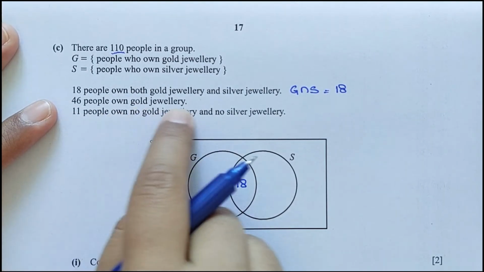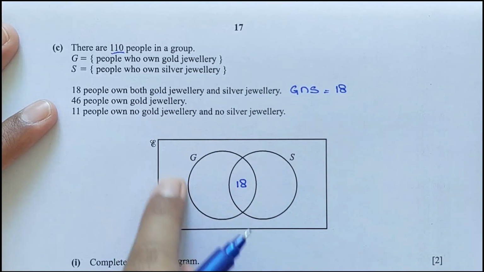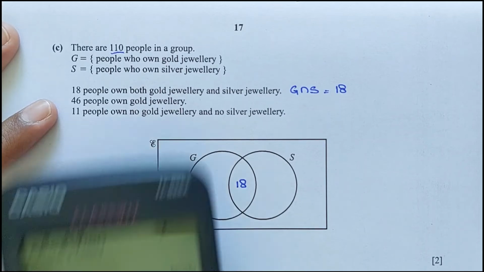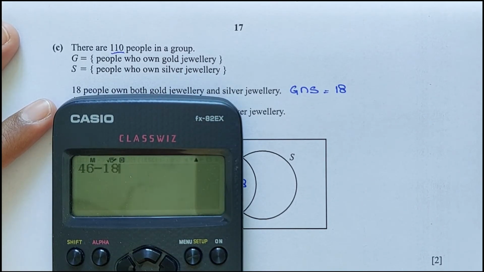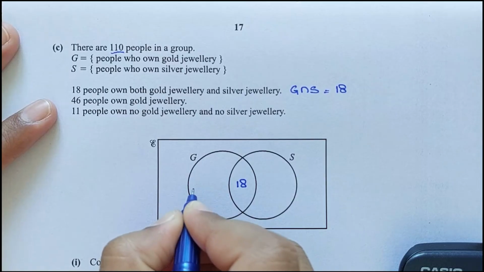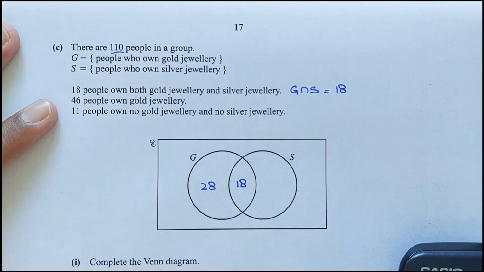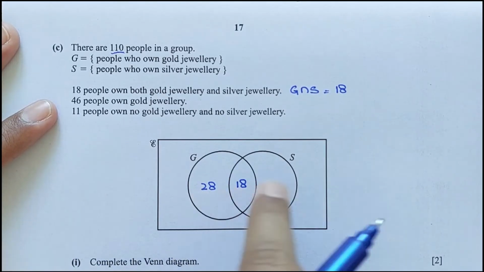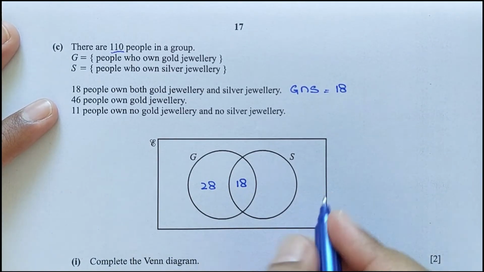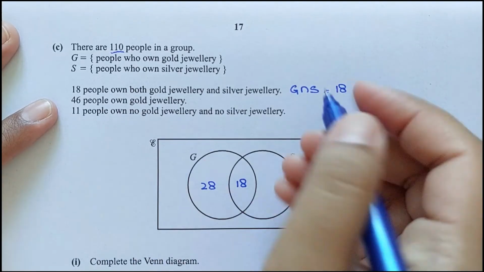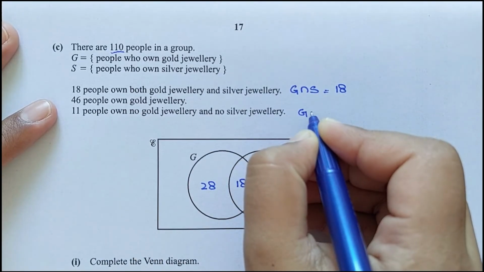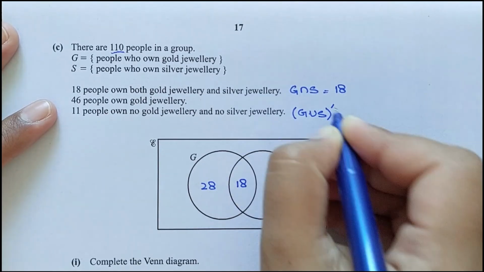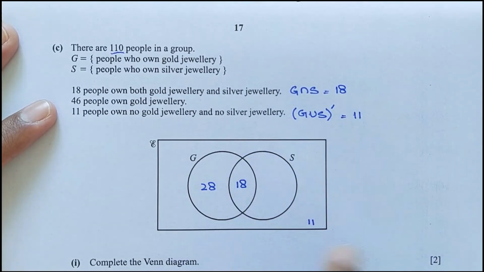46 people own gold jewelry. So gold is 46, which means something plus 18 makes 46. So 46 take away 18 is 28 over here. 28 plus 18 is 46. 11 people own no gold jewelry and no silver jewelry. So 11 own no gold and no silver. That is outside. It means the complement of G union S is equal to 11, the outer portion.